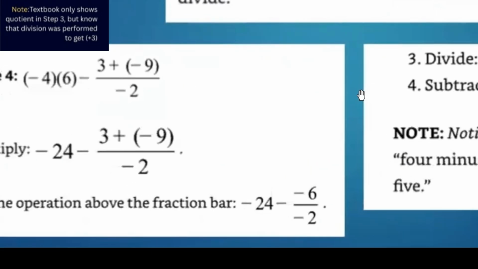So here's where we're good on negative 24, right? And we know from the beginning, we're being told to subtract negative 24 from this fraction, right? Now I see. So we're keeping that in mind. So negative 24 minus negative 6 over negative 2 gives us negative 24 minus 3.